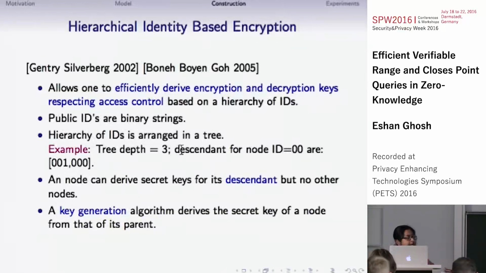If you think of the hierarchy of ID trees of depth 3, the children of the node 00 will be its two children, 001 and 000. Okay?